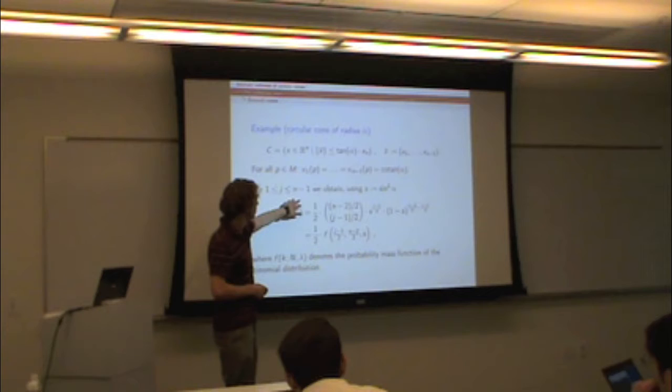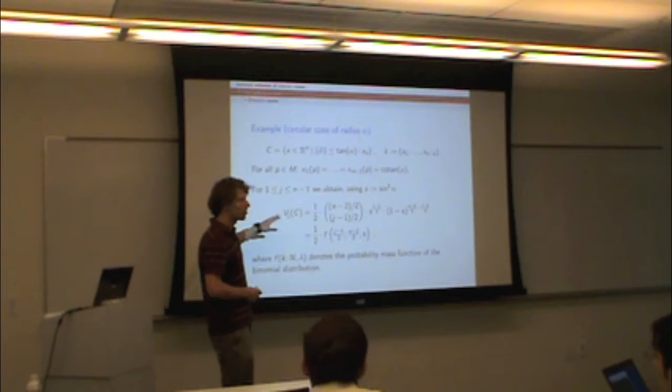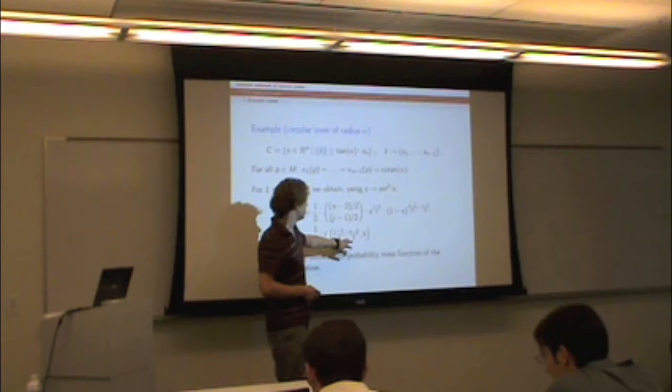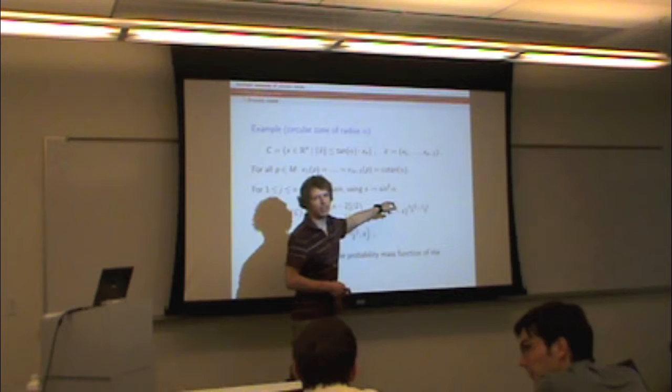For 0 and n, it's not exactly the same formula, but okay, let's not consider the extreme cases because they're easy to calculate. So what you should take from this is that you actually get for circular cones, again, the binomial distribution, but now not the symmetric binomial distribution, but well, the probability of success is now sine squared of alpha.